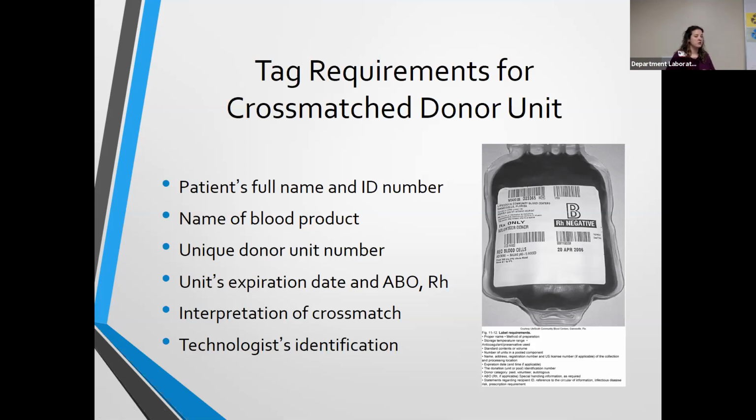All of that should be preloaded into your blood product management system. Once it's attached to that patient and the status in your blood product management changes from issued to transfused, this unit will always be attached to that patient. It is a permanent record.